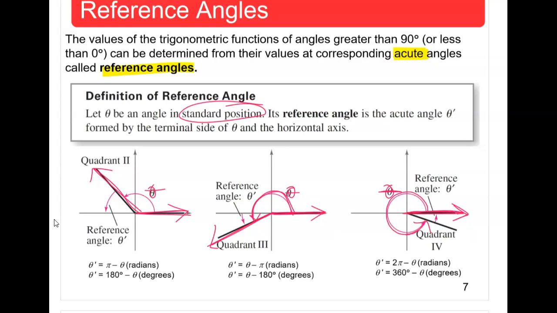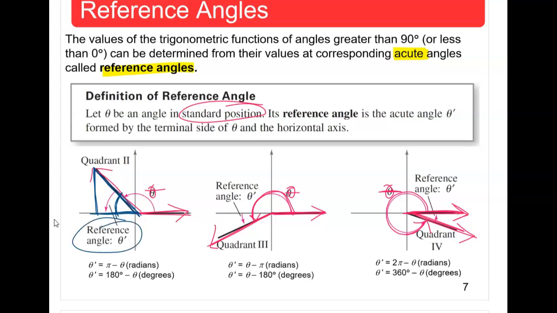Okay, so now if we consider the terminal side of each angle, which is here, and we draw a perpendicular line that touches the x-axis, we're going to form a triangle. And so the angle that is between the x-axis and the terminal side, the one that is closer, that is what we call our reference angle, and that is theta prime.